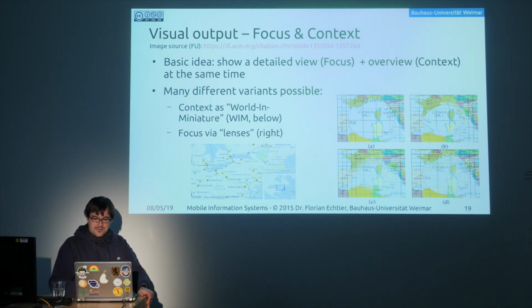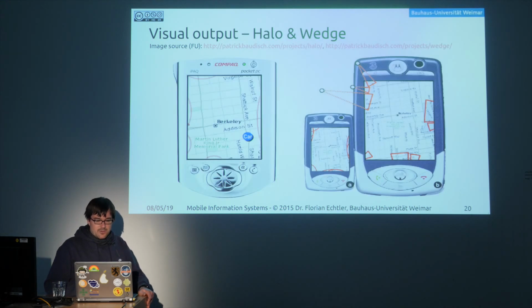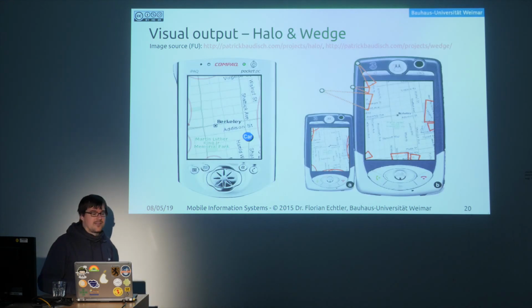Another example related to that, which I find a very nice project from actually quite a few years ago already. These are called Halo and Wedge, and the idea now here is that if you have a number of search results on a map, how can you visualize those search results that are not on the screen? And Halo does it with these little circles basically, and Wedge with these arrow ends, so to say.